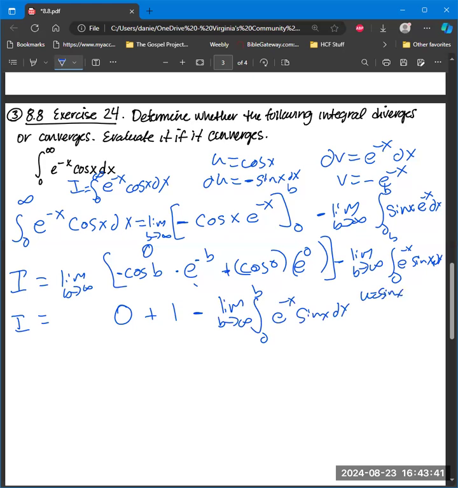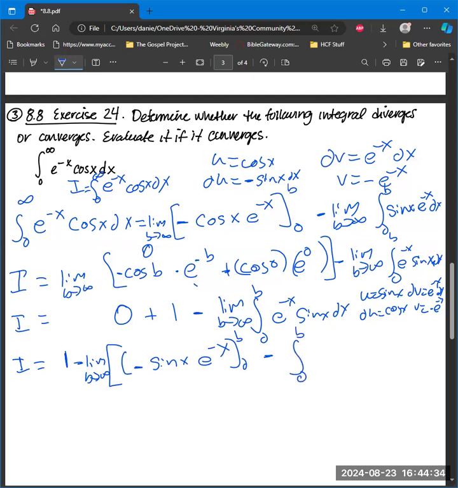So u is going to be sine x, dv is going to be e to the negative x dx, du is a cosine of x, v is a negative e to the negative x, so I is equal to 1 minus uv, the limit as b goes to infinity, from 0 to b, minus the integral 0 to b of v du.